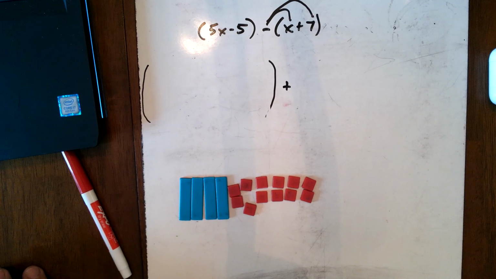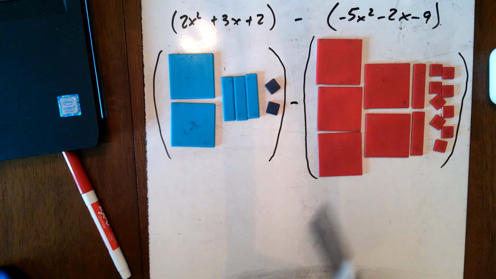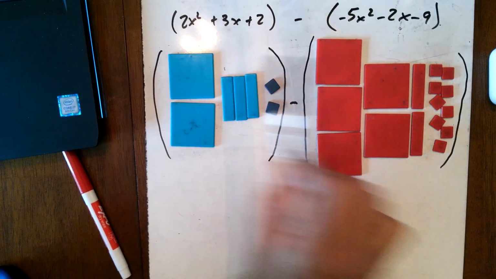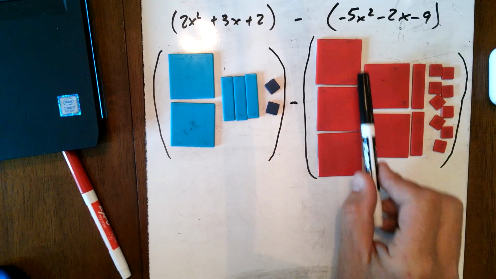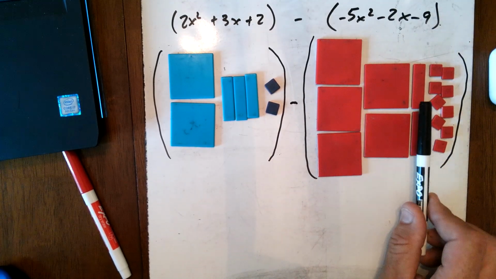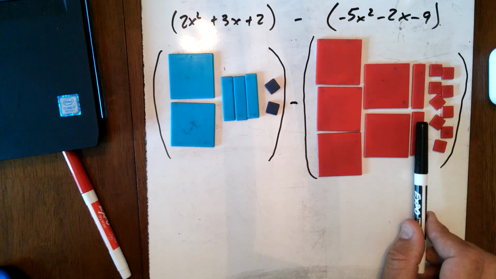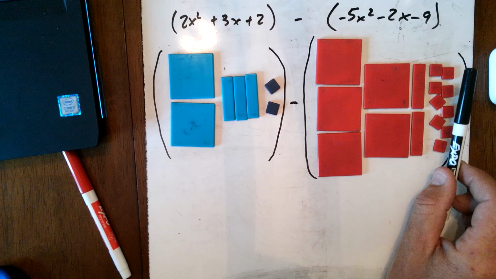Okay, I'm going to pause and do one more, okay? It's going to be B on page 365. This one's kind of hard to see, but you have 2x squared plus 3x plus 2. And over here you have negative 5x squared, okay, minus 2x, and then minus 9. And we're going to subtract everything inside of that.